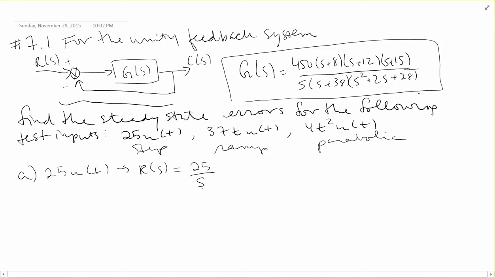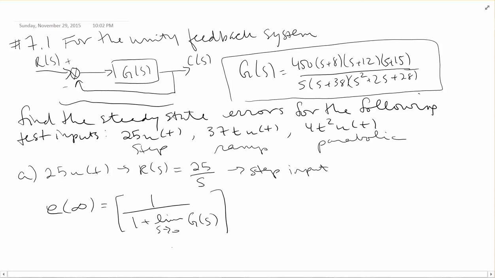Okay, so now since this is a step input, we need to find our error equation that we derived for a step input. If you look back in your notes, you'll see that the steady state error equation is basically 1 over 1 plus the limit as S goes to 0 of G of S. Now remember, this portion of the equation was just for a unit step. Since we have this 25 here, that is not a unit step. So we need to multiply this whole thing by 25.